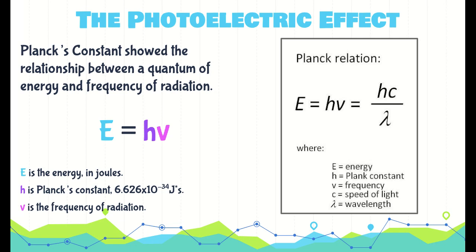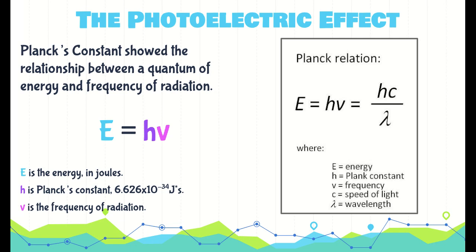This shows the relationship between a quantum of energy and frequency of radiation. So the minimum amount of energy needed to energize something is related to the radiation that it will produce. In this formula, E represents energy in joules. h is Planck's constant, so it's a constant, it will never change, it will always be 6.626 times 10 to the negative 34th. And then v again is your frequency of radiation.